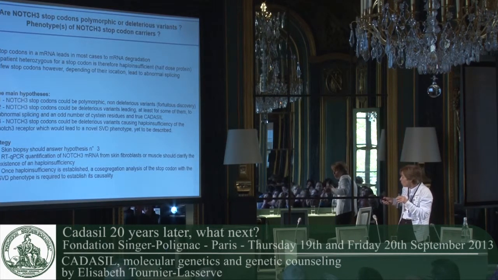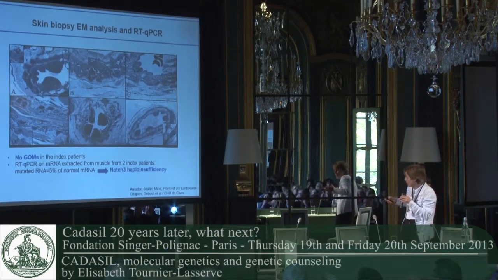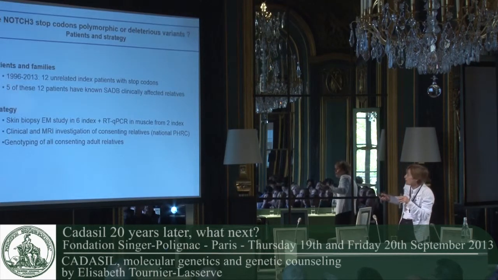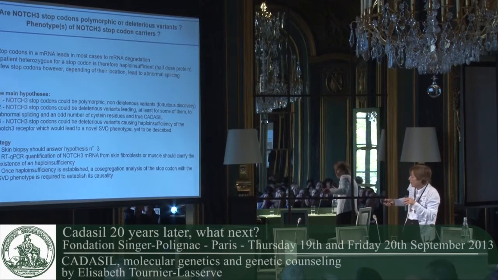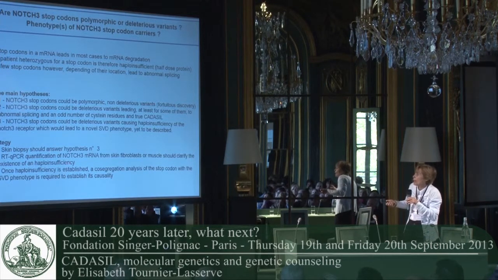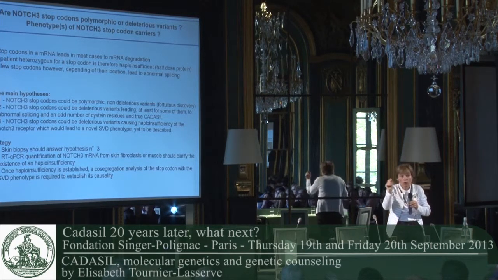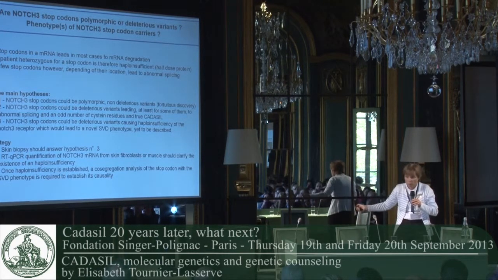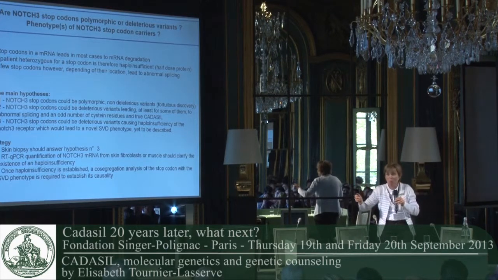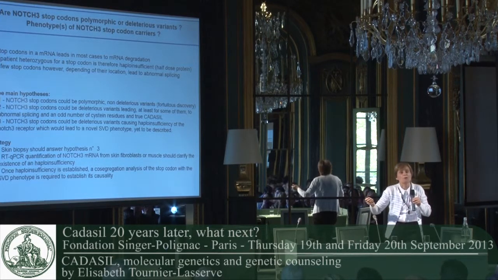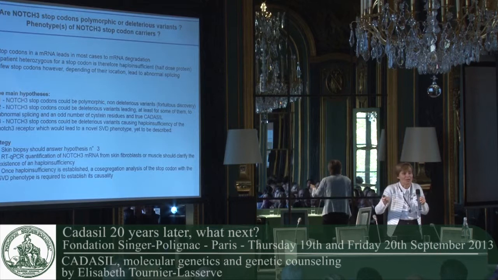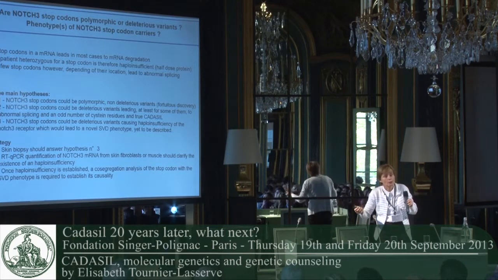But if you show that there is no GOM and that you have haploinsufficiency, that does not mean that it's deleterious. There are many stop codons in each of you in the room, at least an average of 50 heterozygous stop codons, which are not deleterious.